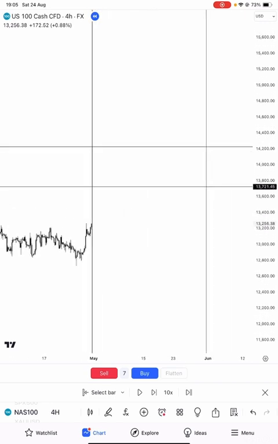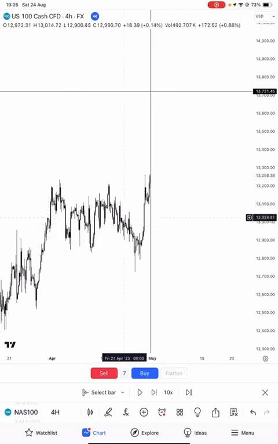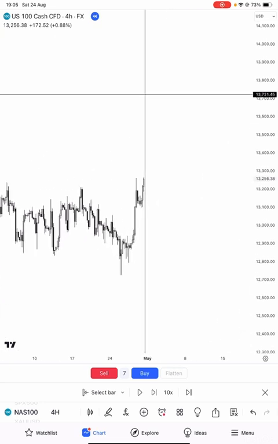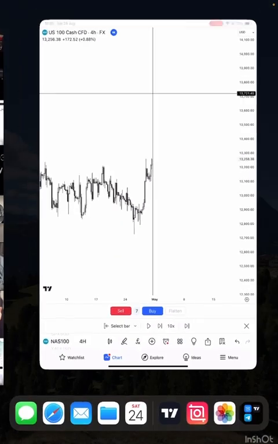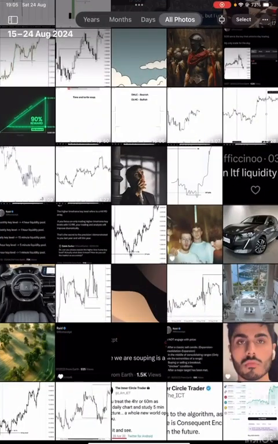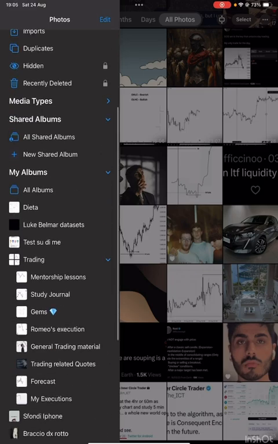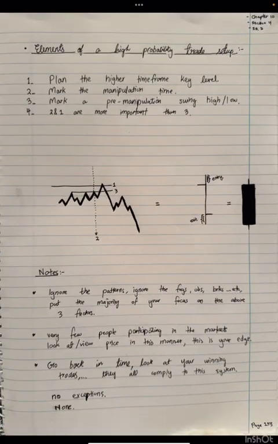Now, I like to view the monthly range within a 4 hour time frame, because it gives me a nice view. See, this is the previous month. Chop consolidation, chop consolidation, chop consolidation. Expansion, consolidation, expansion.